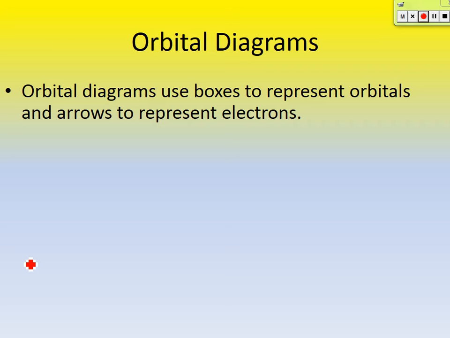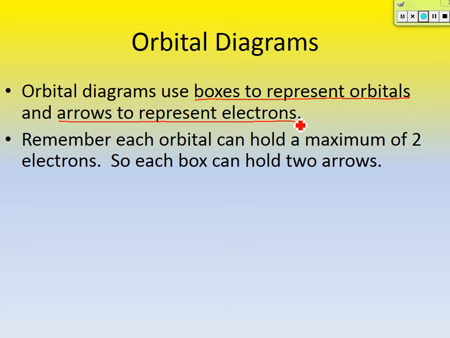Orbital diagrams use boxes to represent orbitals and arrows to represent electrons. So we use boxes to represent orbitals and arrows to represent electrons. So boxes for orbitals and arrows are the electrons.